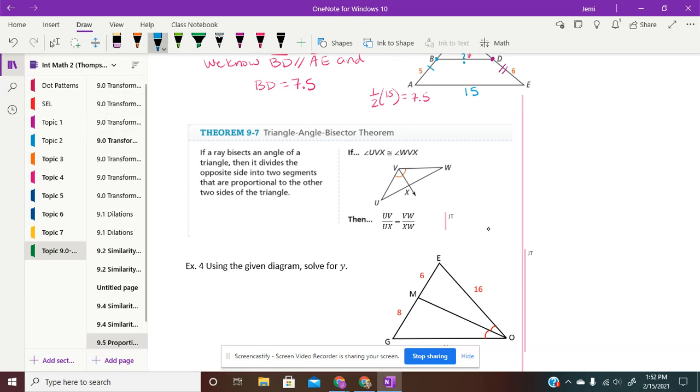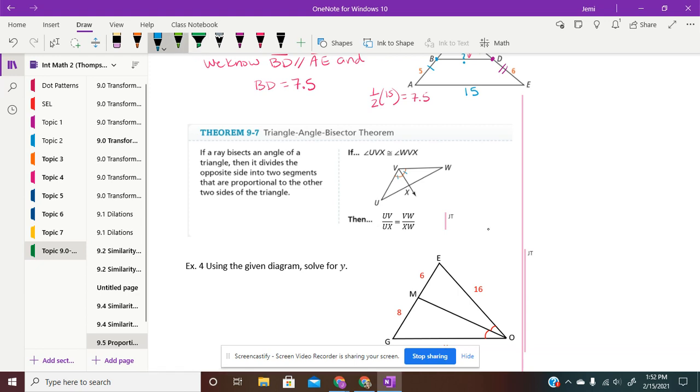If a ray bisects an angle, right? I have these little angle marks here. Then it divides the opposite side into two segments that are proportional to the other two sides of the triangle.